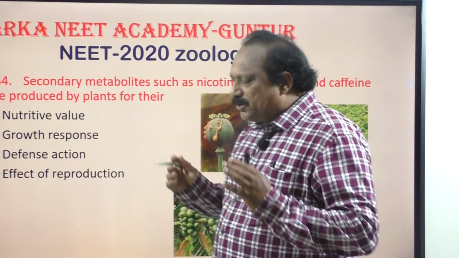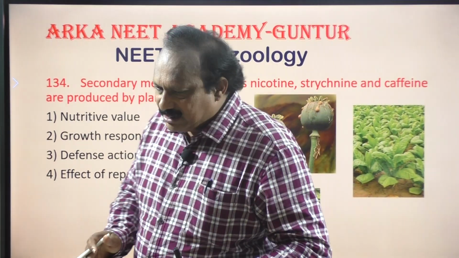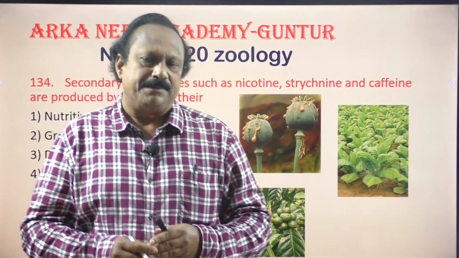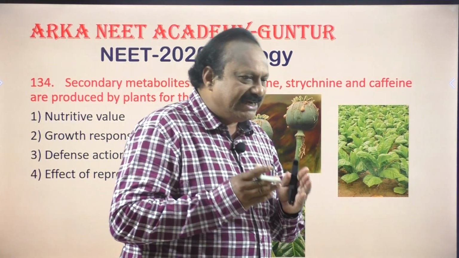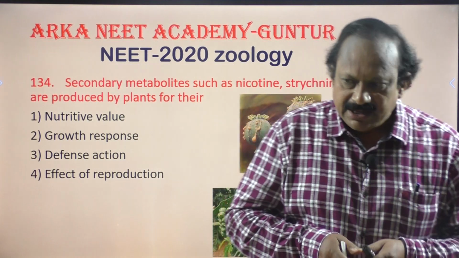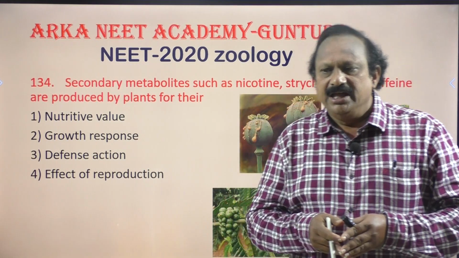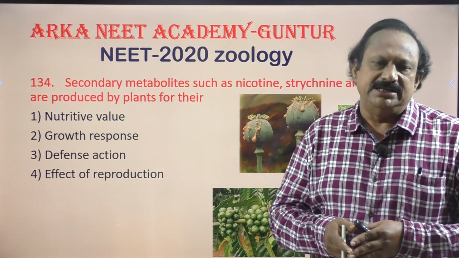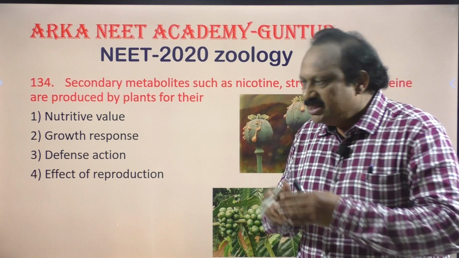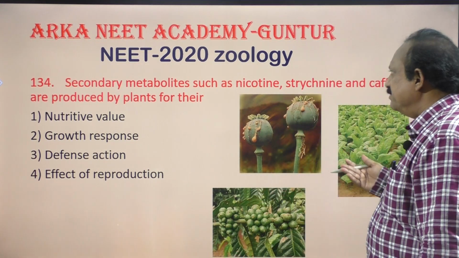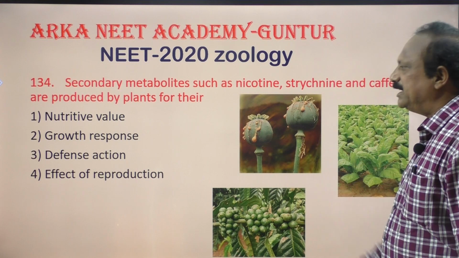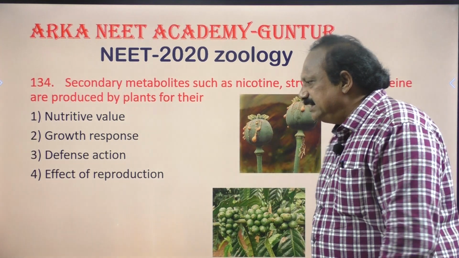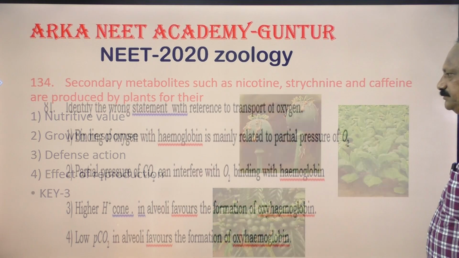The plants produce these chemicals not for nutrition purposes. They produce these chemicals for defense purposes. They are sedatives. They cause drowsiness in the animals which consume these plants. Therefore, these plants produce chemicals like nicotine and caffeine for defense purposes. So, the answer is defense action.